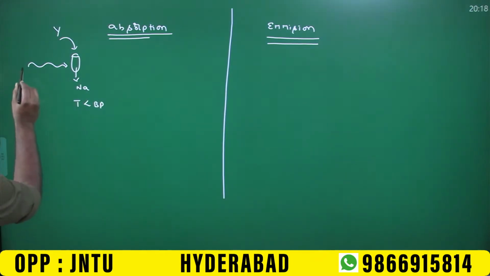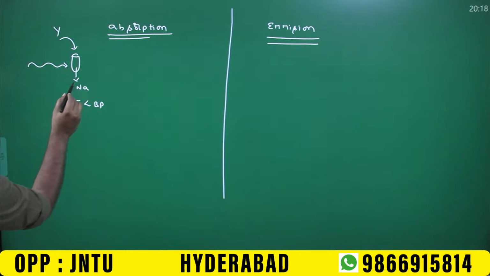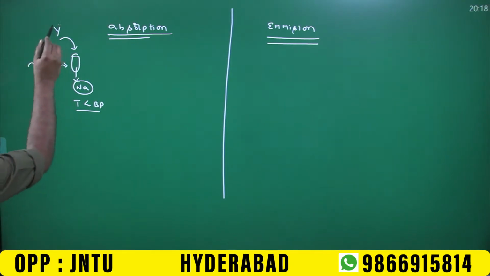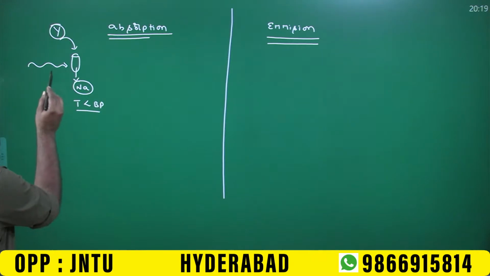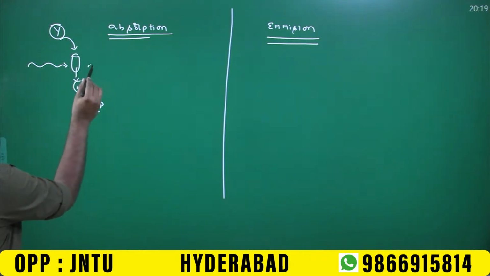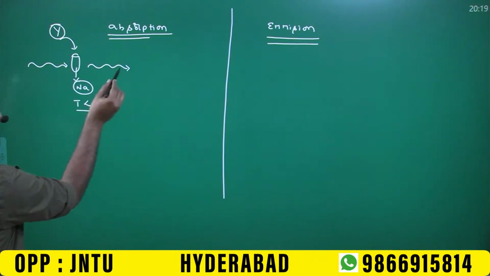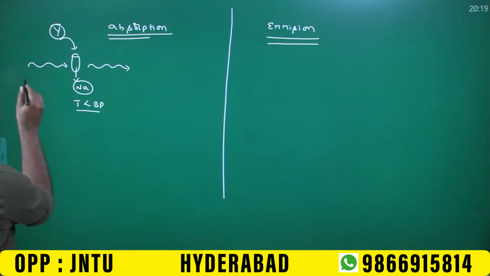If I am passing certain radiation over the sodium sample in which I am maintaining the temperature less than the boiling point, then what will happen? It is absorbing yellow radiation. After absorption, the remaining light is transmitted through this substance.